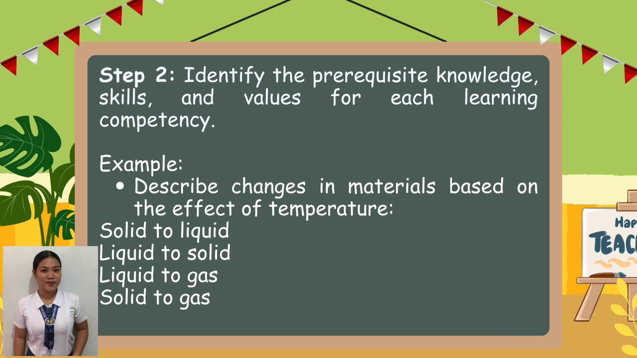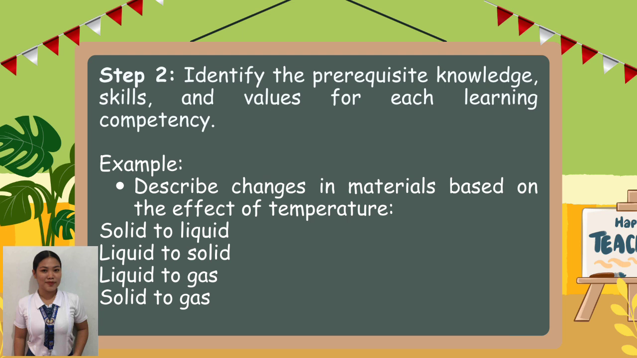Number two is the prerequisite skills. Observation skills to identify changes in material states. Number two, measurement skills to quantify temperature changes. Number three, ability to record and analyze data from experiments or observations. Lastly, critical thinking skills to interpret results and draw conclusions.